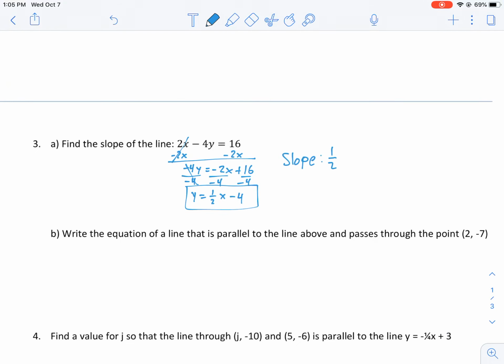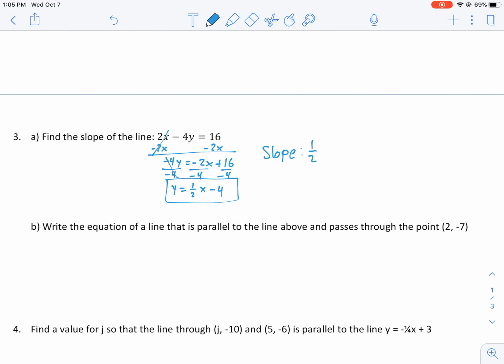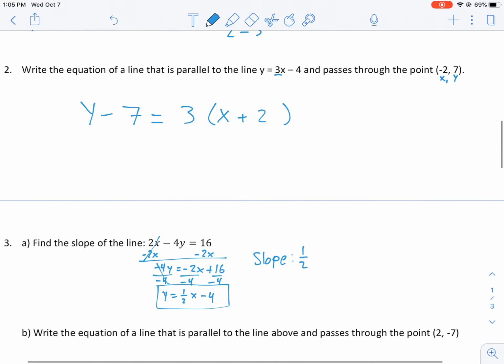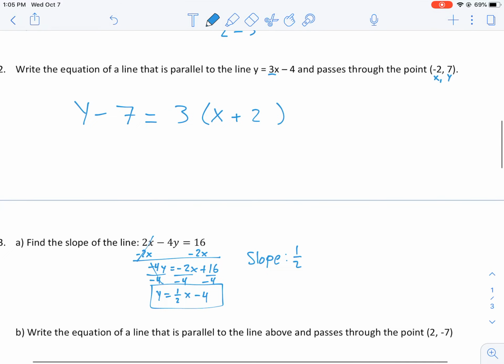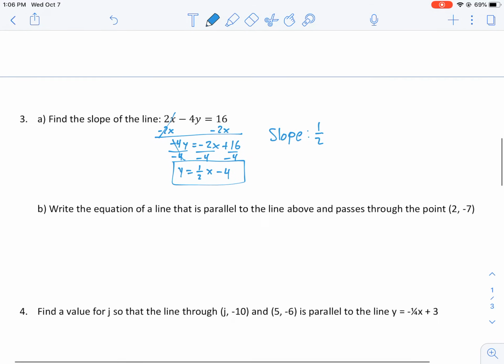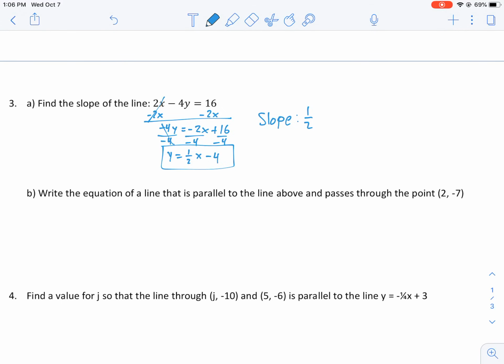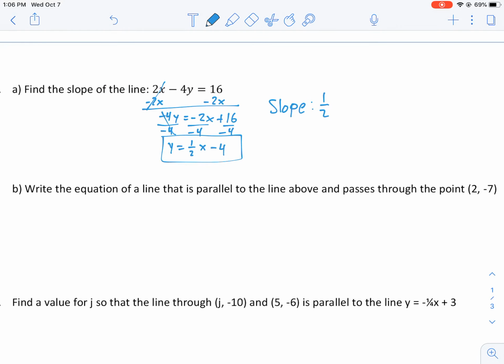This equation says, write the equation of a line that is parallel to the line above and passes through the point 2, -7. Wow, what are the chances that those are just opposite? I must have not been very original when I made these questions. Anyway, so we want it to be parallel to that line, all right?